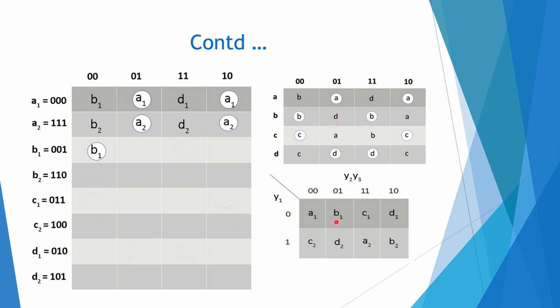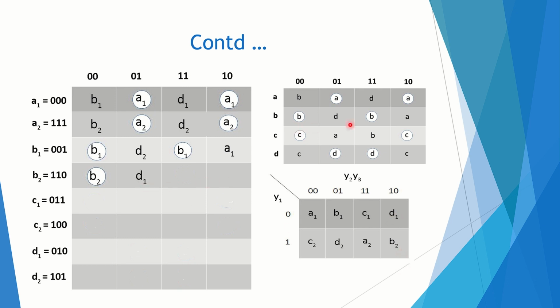B1 to D1 is not adjacent, so we have to take B1 to D2 here, so it is D2. Now again B1 to B1 is a stable state, and B1 to A1 is adjacent, so it is allowed. And again B2 to B2 is allowed. B2 to D2 is not adjacent, so you have to take B2 to D1, so it is D1 here.